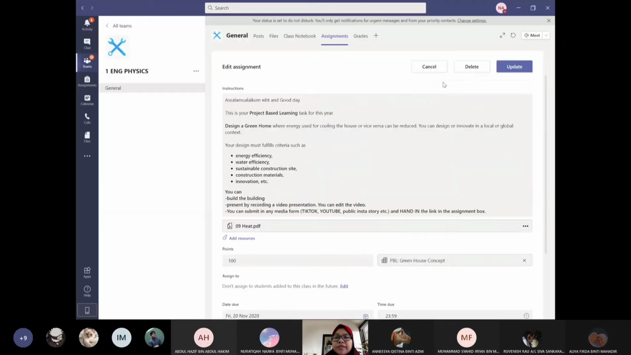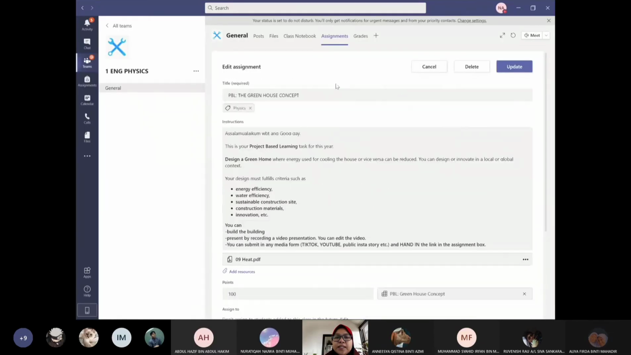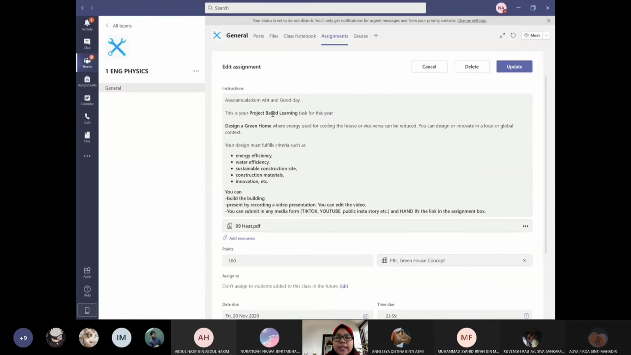Alright, so let's get full marks for this one. Okay, this is actually project-based learning. So this is a project. You have to design a green home, where the energy used for cooling the house can be reduced. So we want to reduce energy consumption.